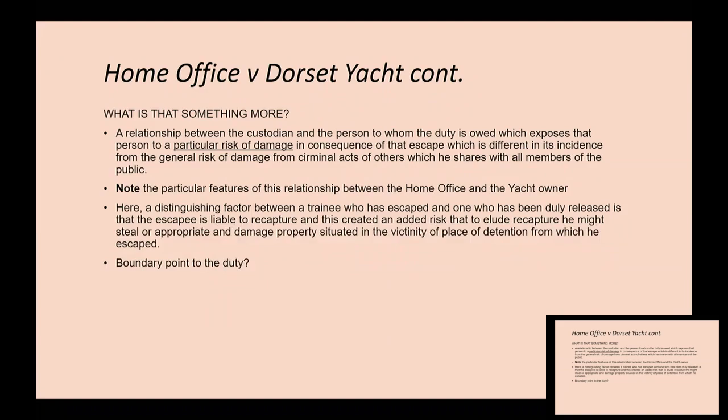Okay. But they said, look, the Home Office are not going to be liable for every single crime committed by these boys after they escape. There is going to be a boundary point to their liability. So if the boys sailed successfully to the mainland and then they stole a car to continue their escape, would the Home Office be liable to the owner of the car? Don't know. I think maybe less likely, okay?